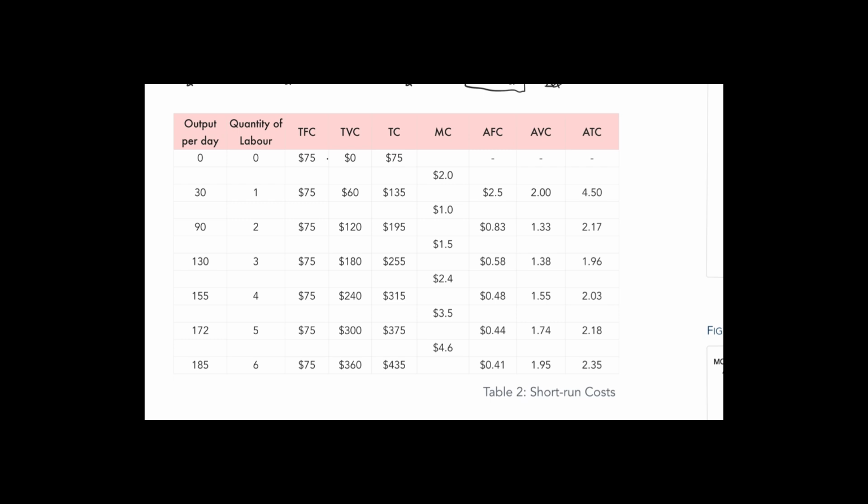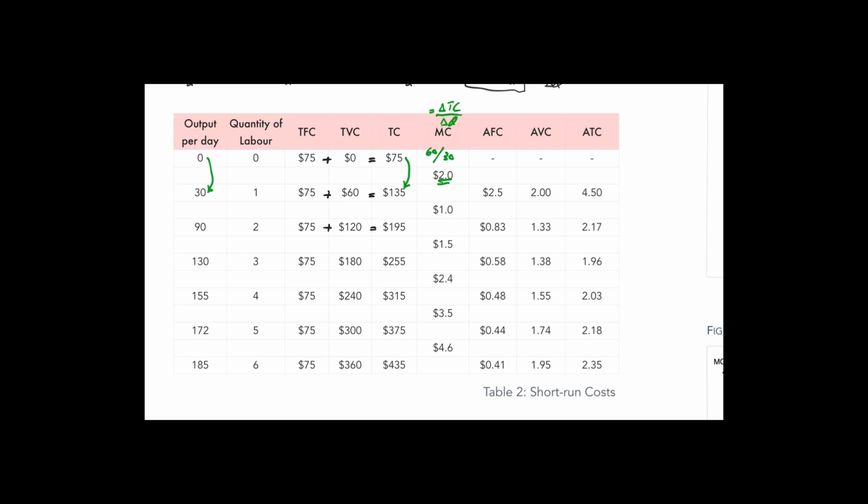You add these two together and you get the total cost, which is also going up continuously. Now, marginal cost, how we've taken it out: marginal cost has a formula, which is change in total cost over change in quantity. So change in total cost is 75 to 135. That's about 60. And you divide it by change in cars, which is 30. So I get my marginal cost as 2 per car.